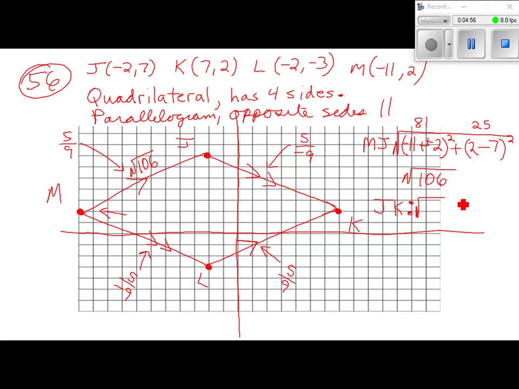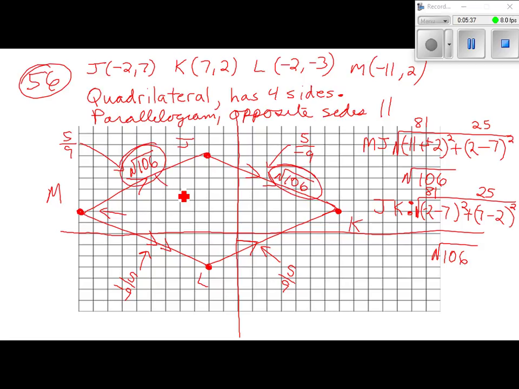So for JK, tell me the x coordinates for JK. -2, 7. Y coordinates? 7 and 2. -2 minus 7 is -9. -9 squared is 81 again. 7 minus 2 is 5. 5 squared is, what's 81 plus 25? 106. So I now know that this side, where's it at? JK, that's this side. The length of that side is the square root of 106.